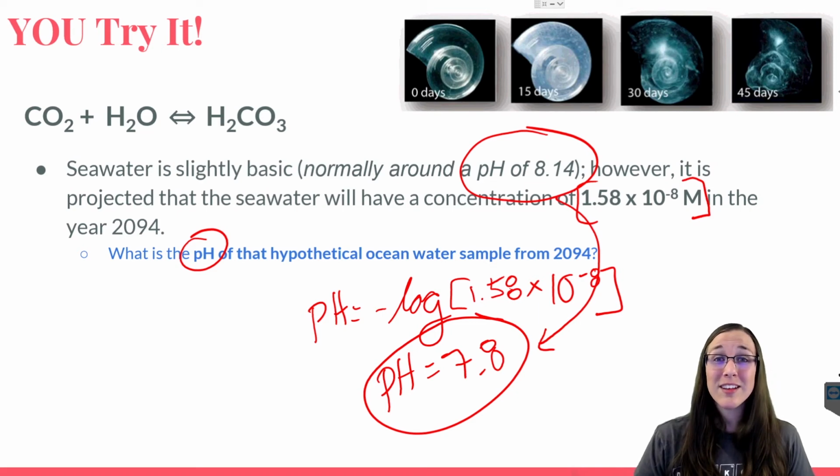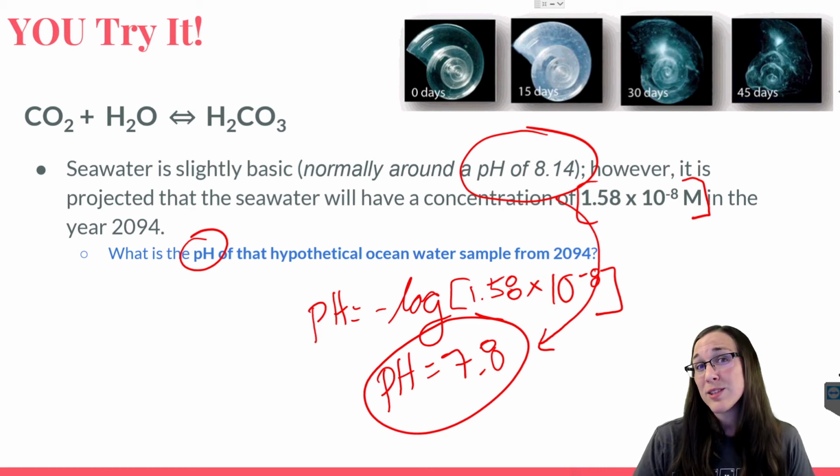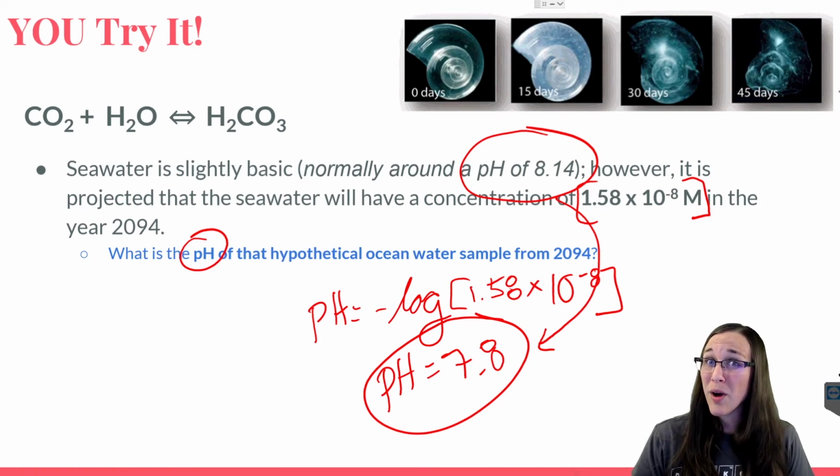Remember, the pH scale is based on a log scale. That's a 10-fold difference when you change from one pH to another. One step is a 10-fold change. Let that sink in. 8.14 to 7.8 isn't a full one step, but if 1 to 2 pH is a 10-fold change, this is still a drastic change in terms of the sea life that live in the ocean.